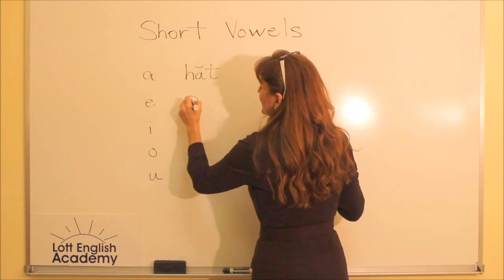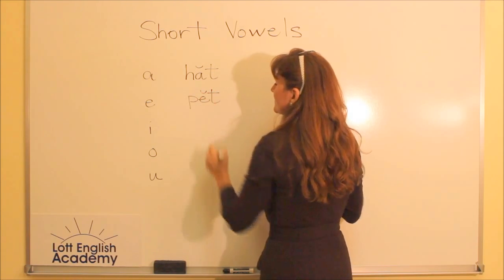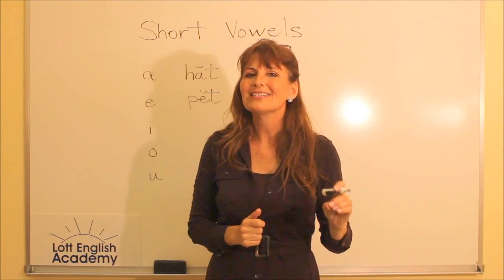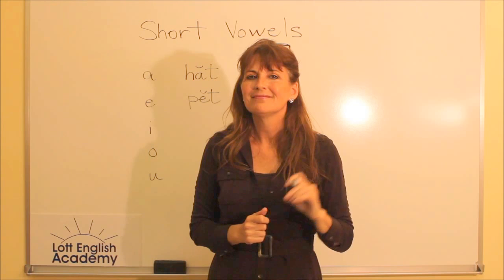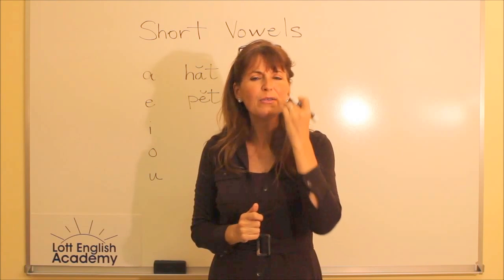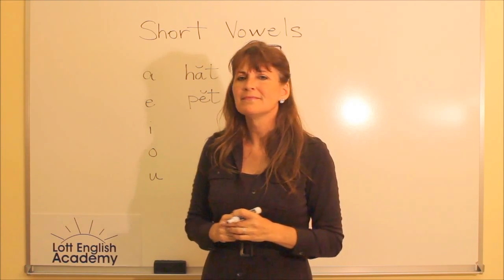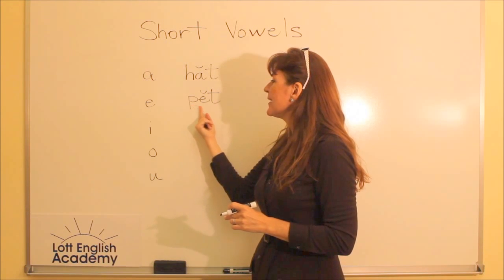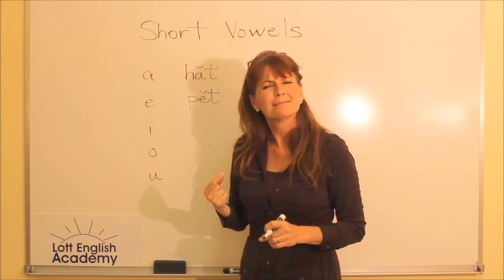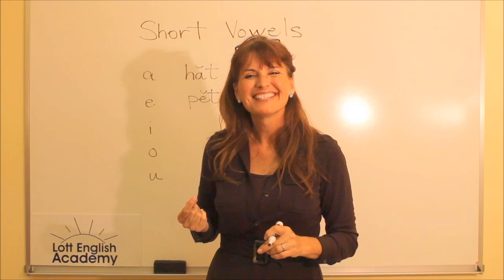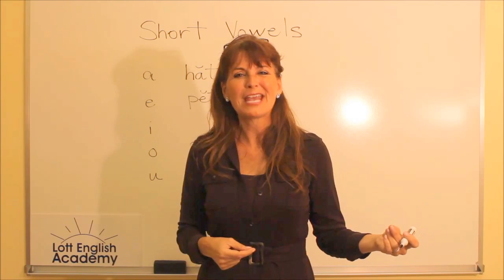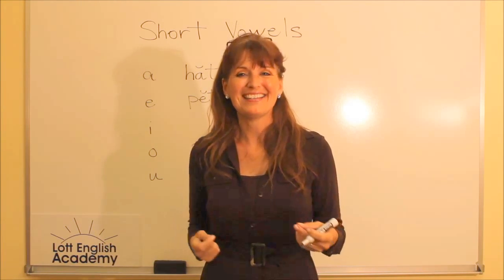How about this word? Do you know this word? Can you pronounce it? The short E sound is e. It's a very short sound. Look at my mouth. This word is pet. Pet. What is a pet? If you have an animal that lives in your home with you or an animal that you take care of, that you gave a name to, that is a pet.